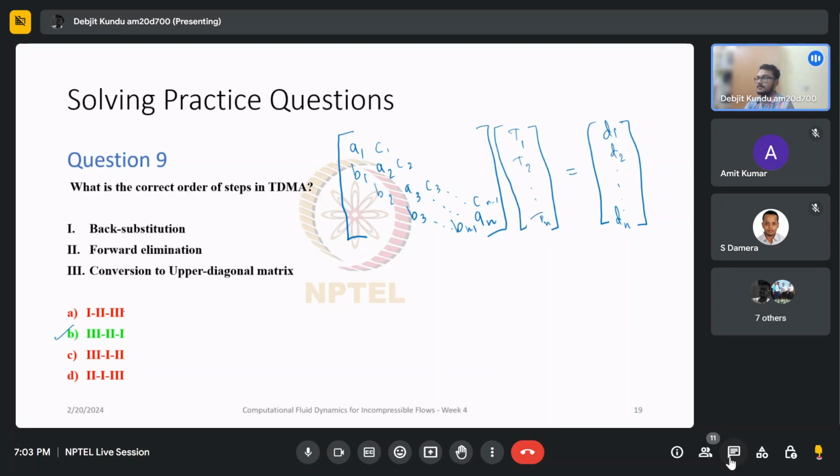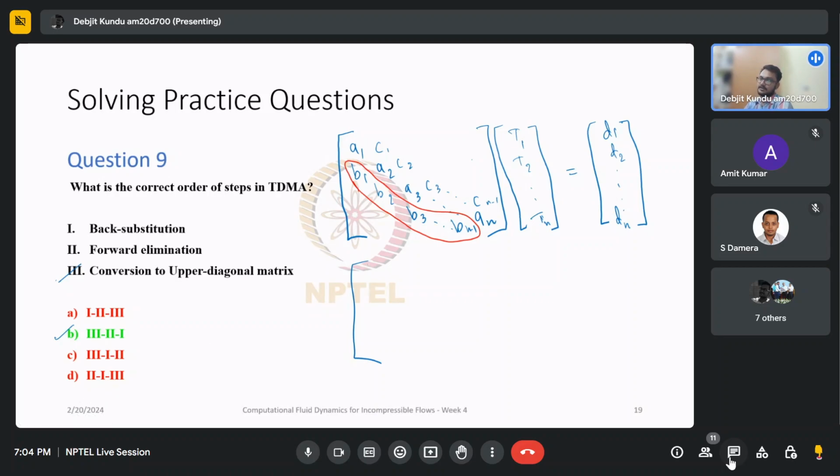Now, the first step is step 3, the conversion to upper diagonal matrix. What we do is we simply take each row and normalize it with the leading diagonal term. That is, we divide with the leading diagonal term and subtract it from that row. So it's a row operation that we go through, and that actually removes these sub-diagonal terms.